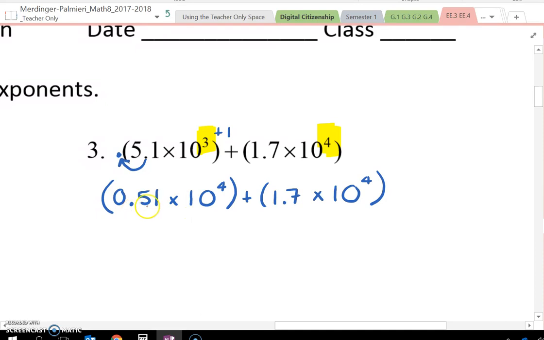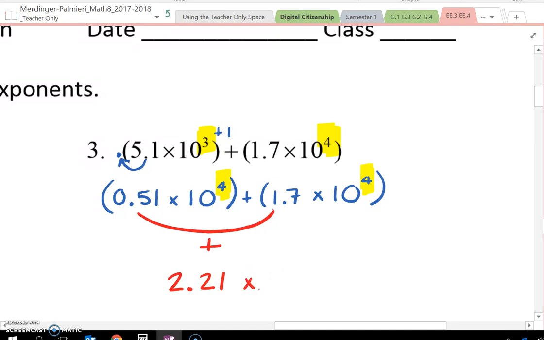And now that I have my common exponent, I can just add my first factor. And of course, always go back to your calculator to double check your work. Do not just assume that the computation looks easy and work it out in your head. Don't try to do that. We don't need to make little mistakes like that.